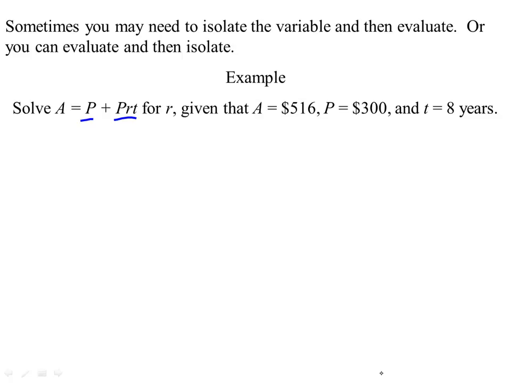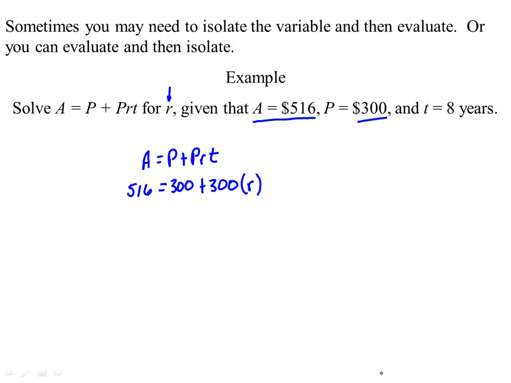Okay? So let's find this out. Solve your accumulation, but look, it says solve the accumulation formula for R. So we're looking for rate this time. Okay? Watch this. A is given to us. So A is 516. Our principal is 300. But you have 300 plus 300 times the rate, which is what we're looking for, times 8 years.